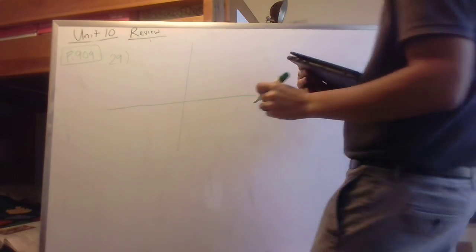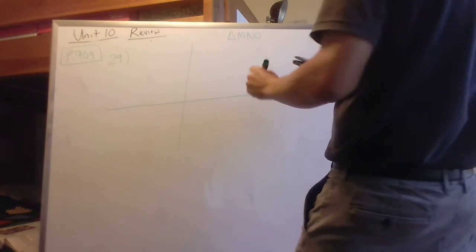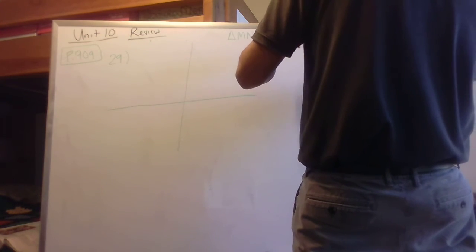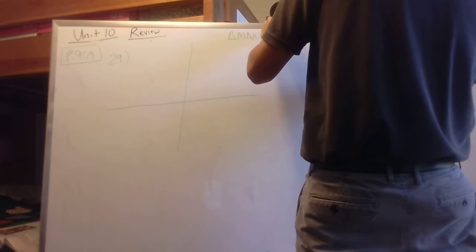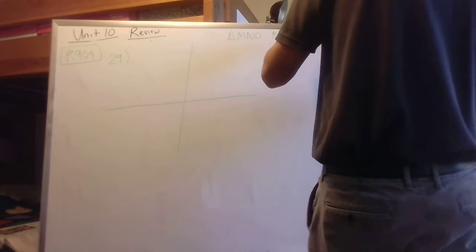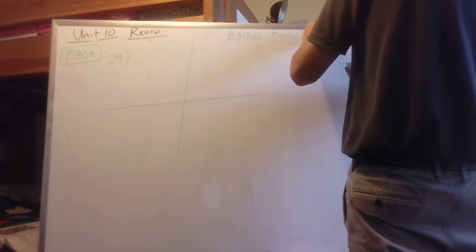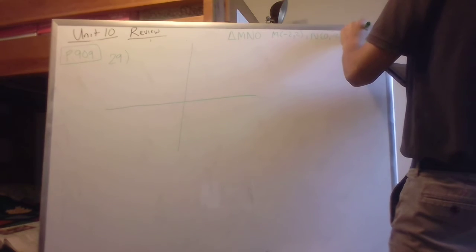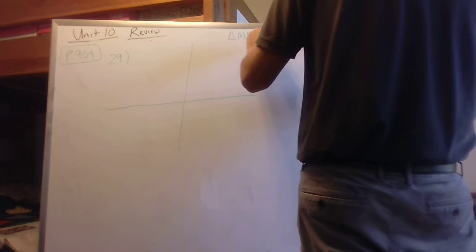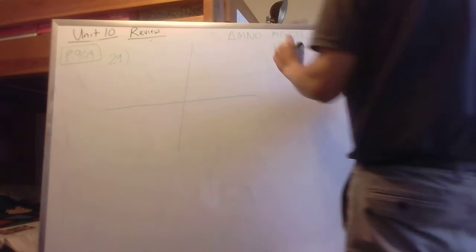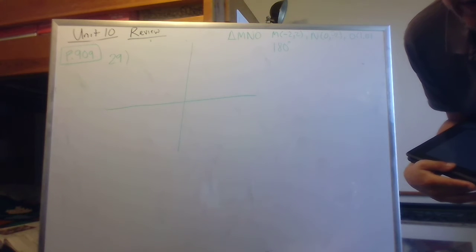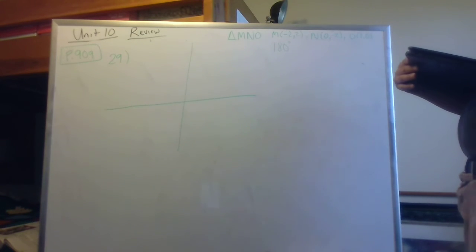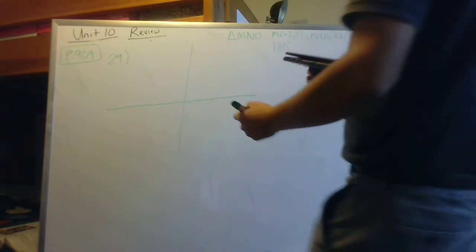Okay, so it has a triangle MNO, and it says that M's vertex is at -2, 2. N's vertex is at 0, -2. And O's vertex is at 1, 0. And then it wants you to rotate it about the origin 180 degrees. Okay, and so what I'm going to do is now graph these vertices.